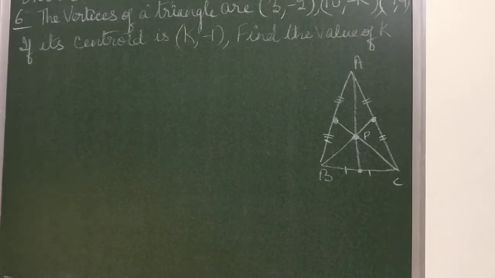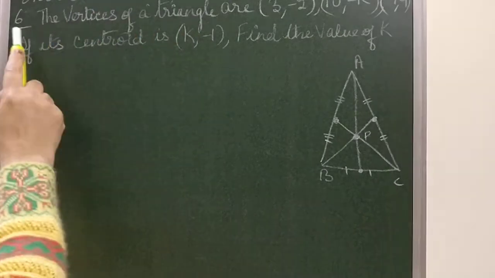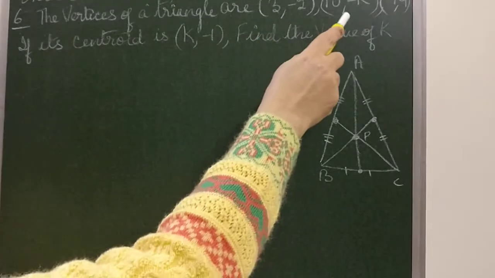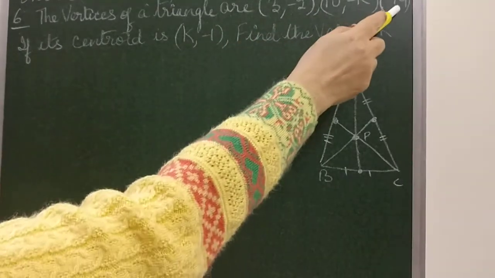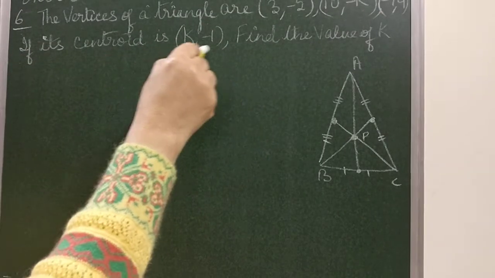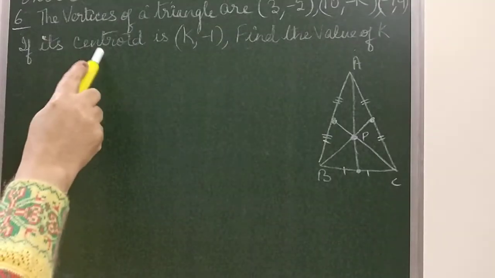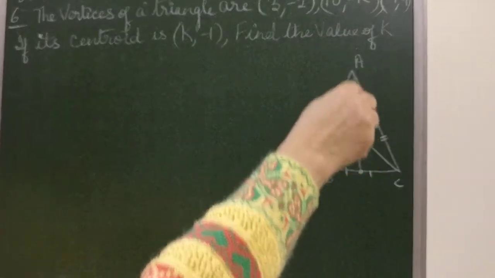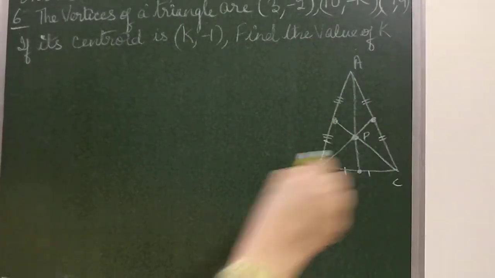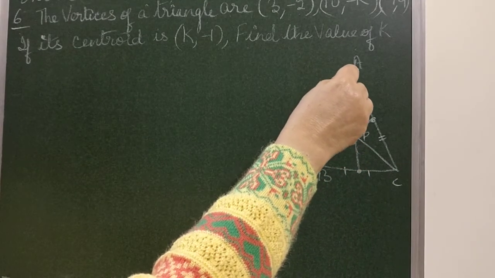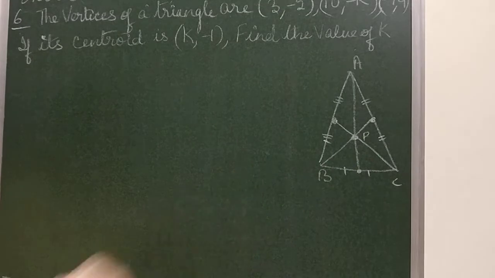Sum number 6. The vertices of a triangle are (3, minus 5), (10, minus k) and (minus 7, 4). If its centroid is (k, minus 1), find the value of k. Centroid. What is a centroid? It is the meeting point of all the medians. The medians are the lines drawn from a vertex to the midpoint of the opposite side.